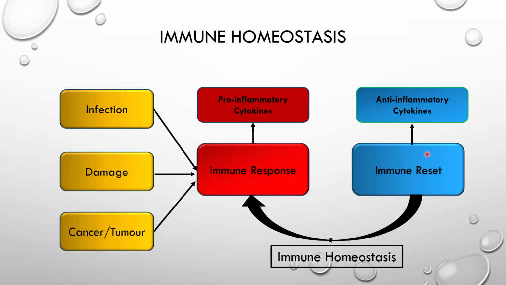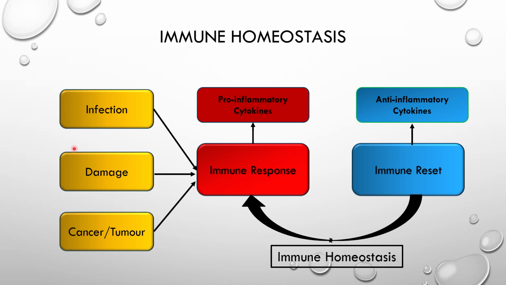So I just want to talk about immune homeostasis because it's important to know. It's an important step that's required, and it's basically required when the immune response is no longer needed. So normally if you have a viral infection or damage or cancer tumor, you get an immune response. Hopefully it's a successful immune response. You deal with the infection, the damage or the cancer.